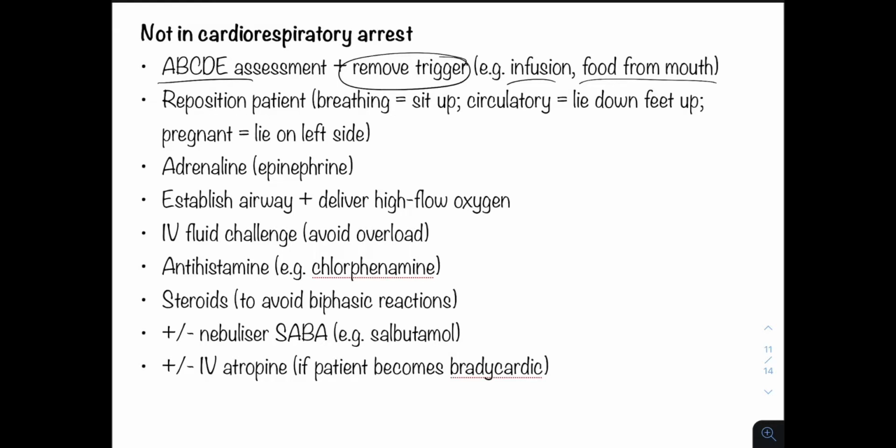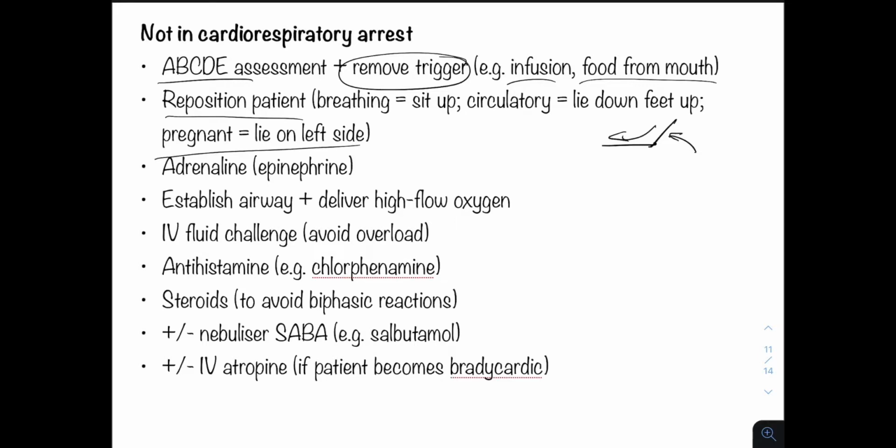Now, you should also reposition the patient, and this depends on the clinical features. If this is primarily a breathing issue, sit the patient up. If it's primarily a circulatory issue, lie the patient down with feet up. In this position, if the feet are up, blood will flow back towards the heart. And if the patient is pregnant, then lie the patient on their left side.